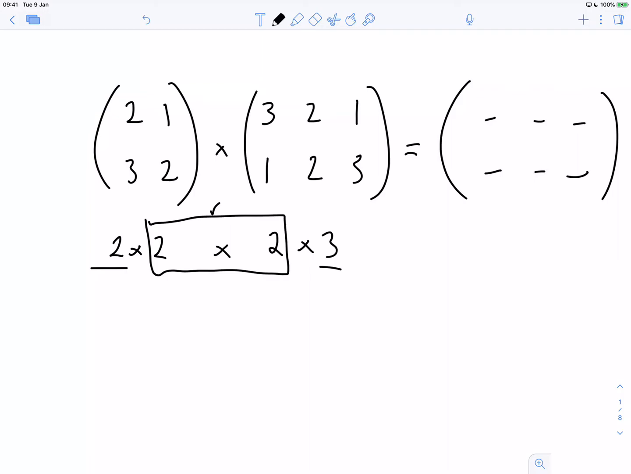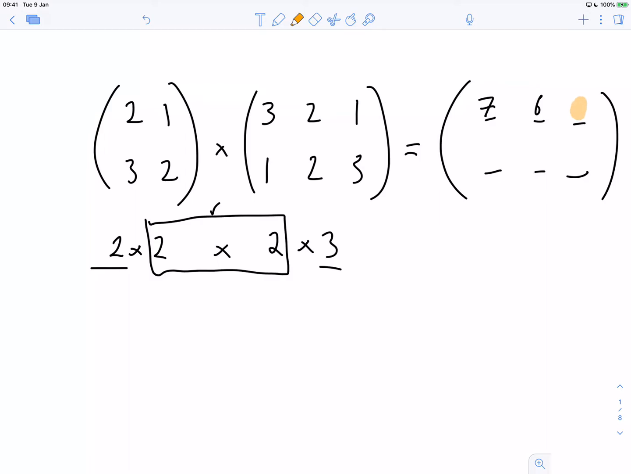Okay, so let's do this step by step. So for the first row, first column, I take first row, first column, multiply them and add them as I go along. So I'm going to have 2 times 3, which is 6, plus 1 times 1, which is 1. So 6 plus 1 will give a 7. Okay. Let's do first row, second column. So we do first row, second column, and we just multiply and add as we go along. So 2 times this 2 is 4, plus 1 times 2 is going to be a 6. So that is a 6.